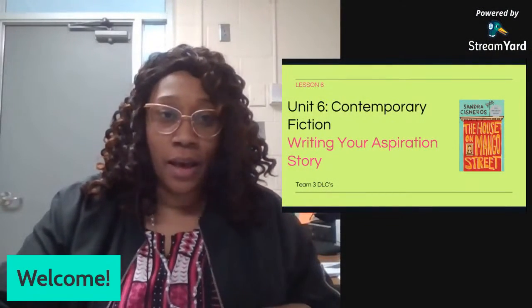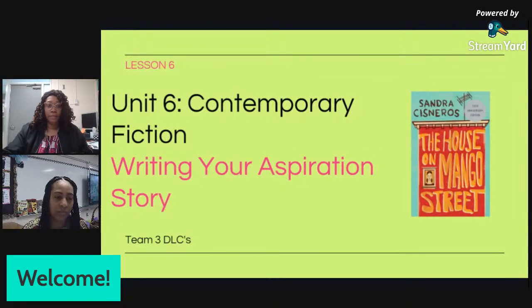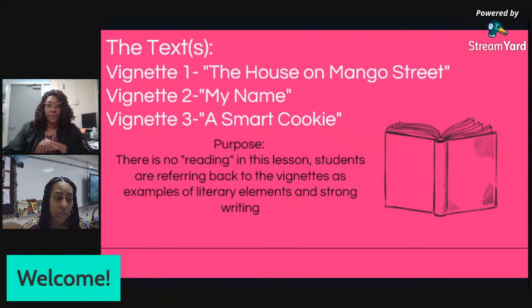So today we're going to be talking about Lesson 6 in the fourth grade, Unit 6 on contemporary fiction, writing your aspiration story in The House on Mango Street. To start off, we're bringing back Vignette 1, of course, The House on Mango Street. Remember, it's a lot of close rereading of the vignettes. Vignette 2, they're going to take another glance at, titled My Name, and Vignette 3, A Smart Cookie.